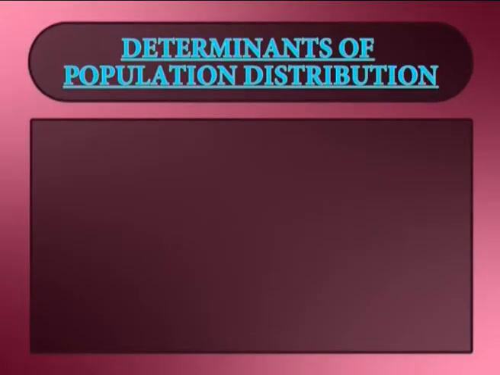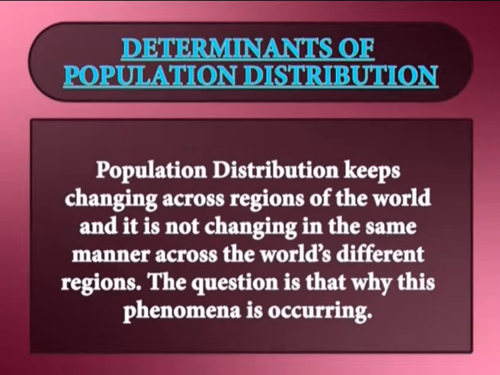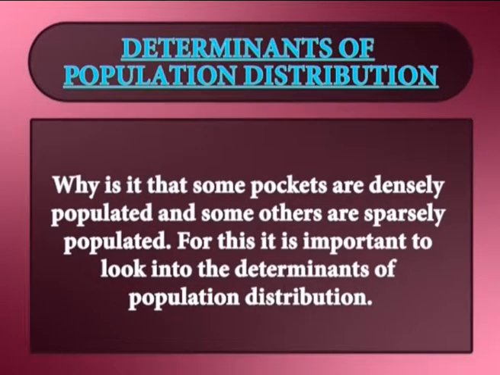Now we come up to the determinants of population distribution. The population distribution keeps changing across regions of the world, and it is not changing in the same manner across the world's different regions. The question is, why is this phenomenon occurring? Why is it that some pockets are densely populated and some others are sparsely populated? For this, it is important that we look into the determinants of population distribution.